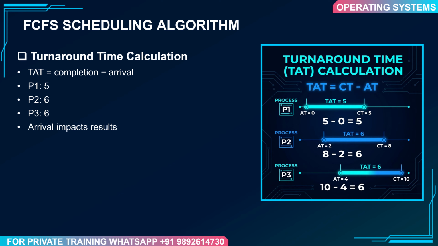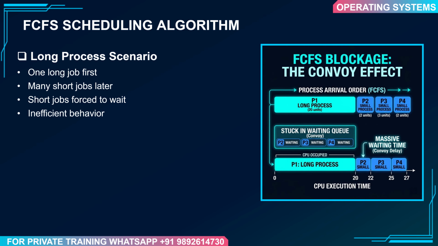This example clearly shows how arrival time affects waiting and turnaround time, even though the execution order still strictly follows who came first. Let's take another example to make this even clearer. Suppose a very long process arrives first. Say it needs 20 units of time. After that, several small processes arrive, each needing just 2 or 3 units.